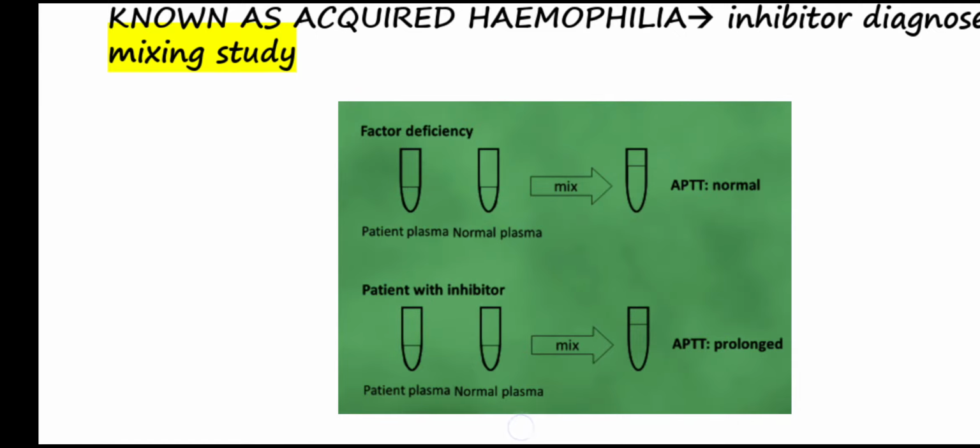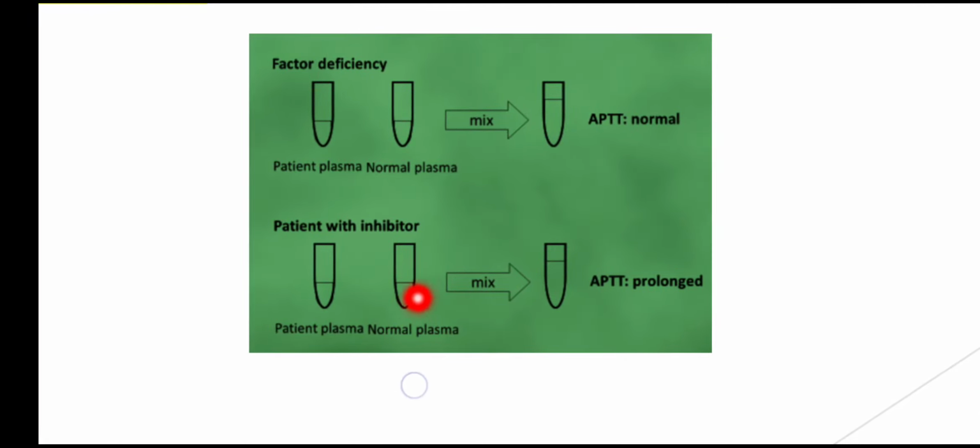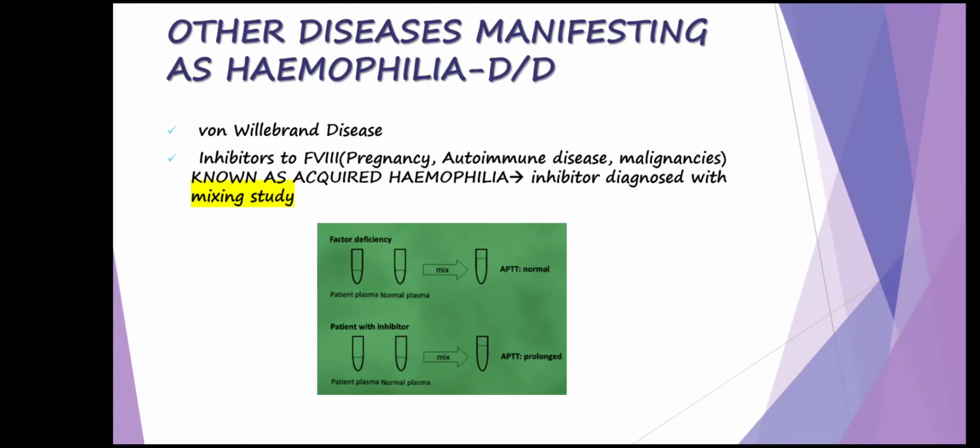But if an inhibitor is present, then even if we add normal plasma containing the deficient factor, if we mix both these plasma, still the APTT will be prolonged because the inhibitor is present in the patient's plasma. So that will also inhibit the factor which we are supplying in this normal plasma. So APTT will again be prolonged. So this is the concept of mixing studies, and this is often given in the questions. This will help us to differentiate definite factor deficiency from the presence of an inhibitor.